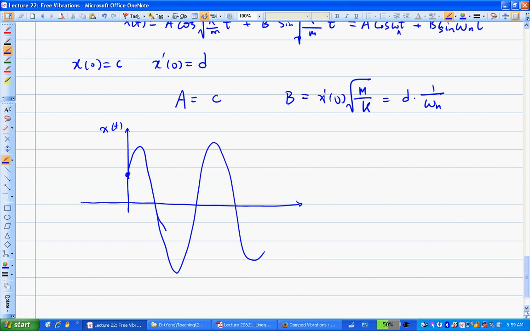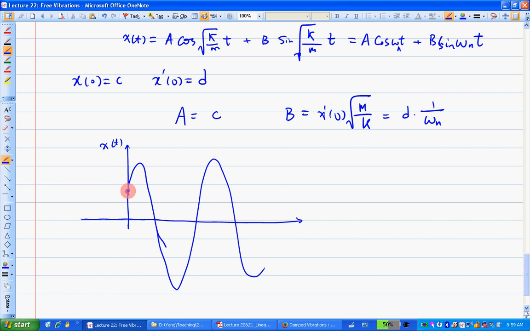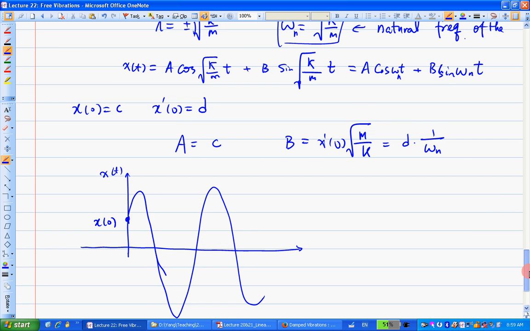Because this particular value right here is basically where it starts. This is your x of 0. Okay, this is x of 0 here. So, for example, if your initial velocity is 0, then this b term will be 0. So all you're left with is this term here.